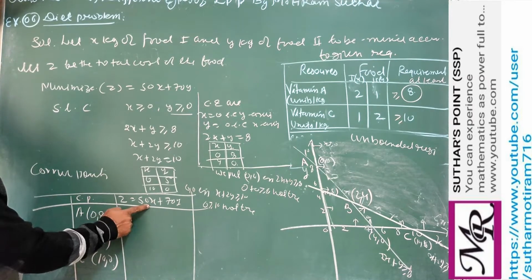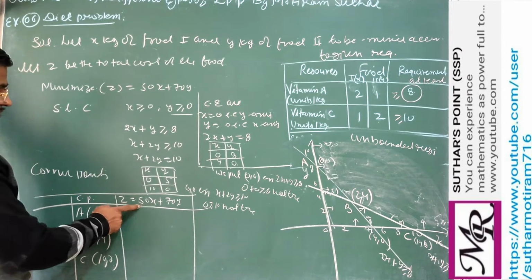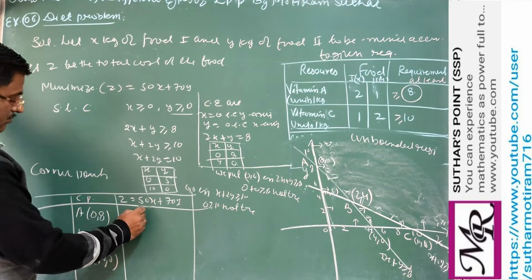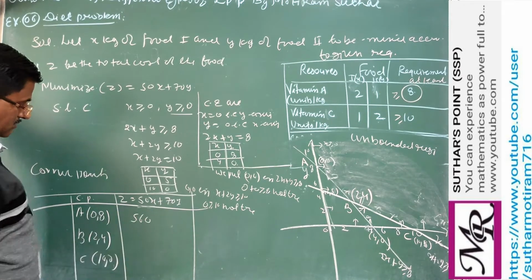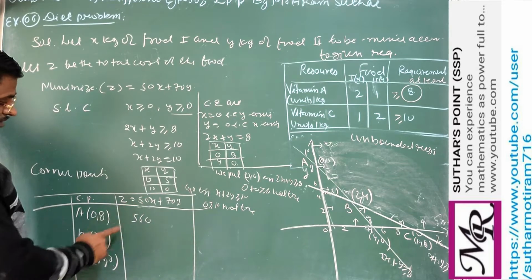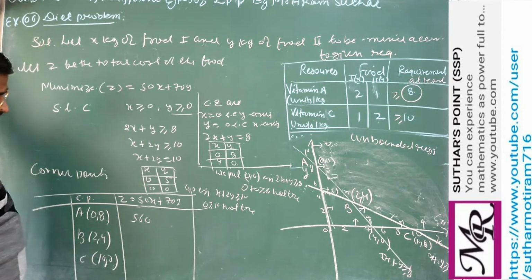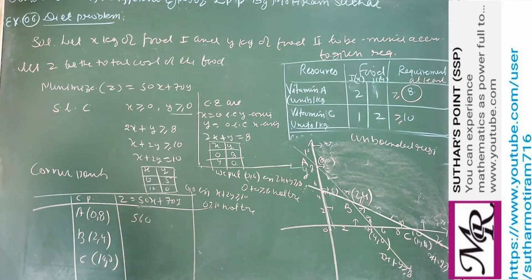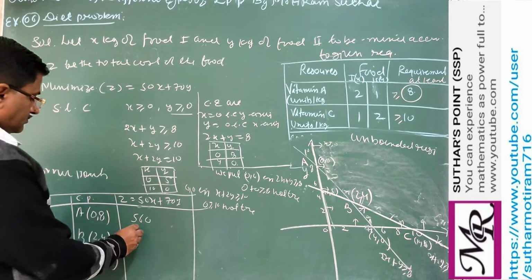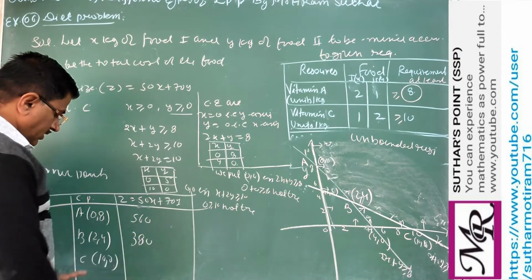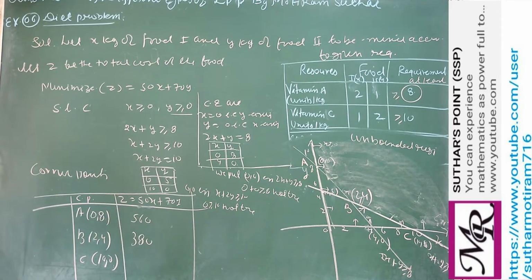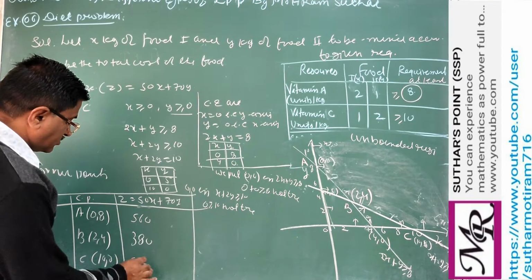So put here x equal to 0. Then this is 50 into 0, 0, plus 70 into 8, 560. Then put 2: 100, plus 280, so that will give you 380. And here x is 10, 10 into 50, 500, plus 0. So 500.